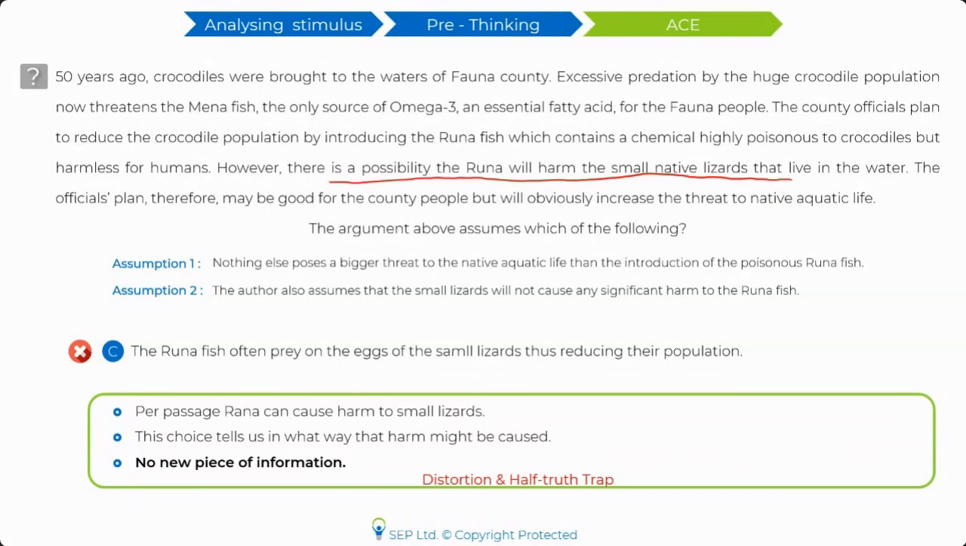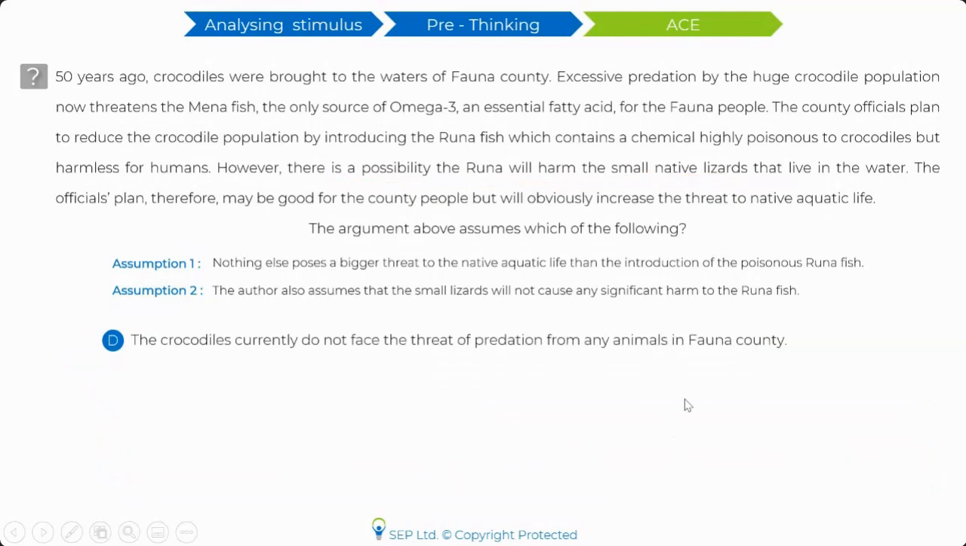Okay, all right. So let me reset the question and ask you again, are you clear with choice C, guys, all of you? It just tells us that there is a threat. It doesn't tell us whether there will be an increase in threat. Okay, the increase part is not at all given in this. And again, this is not a must be true condition, so a lot of things point to it not being the assumption. Crocodiles currently do not face the threat of hunting from any animals in the fauna county. So this choice is simply telling you that the crocodiles themselves are not being threatened by any other animal.